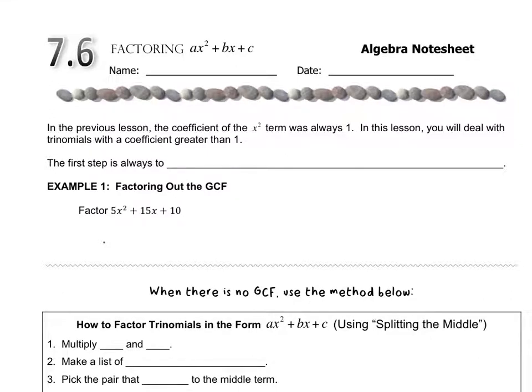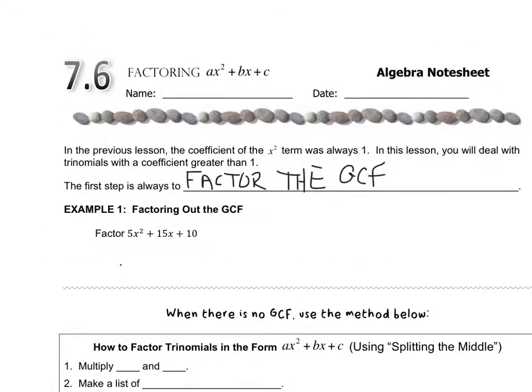So the first step, as we have been mentioning through all of this, is to always factor any GCF that you see in the trinomial. That has to be done first, and then that'll make things a lot easier as we go. So looking at example 1, factoring out the GCF. We've talked about how to do that.